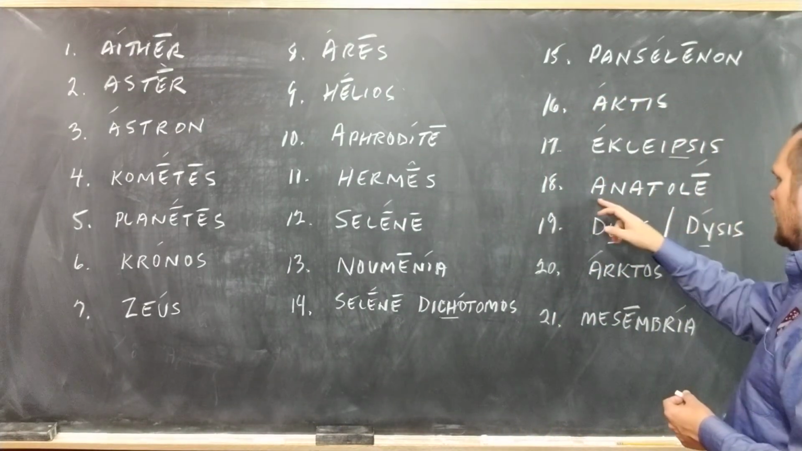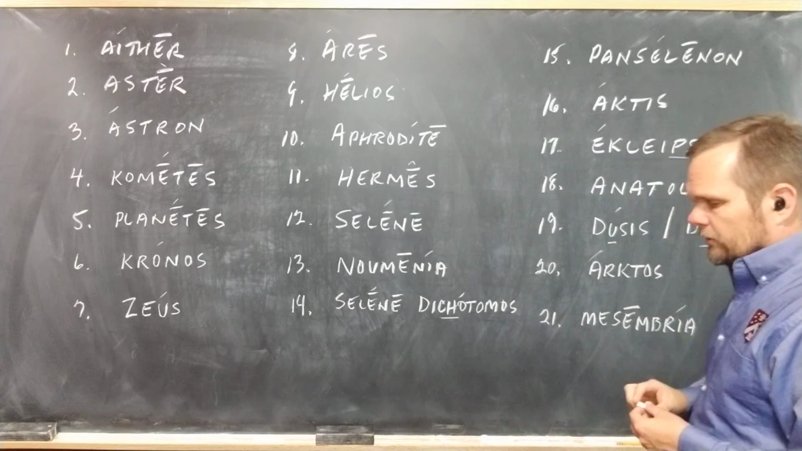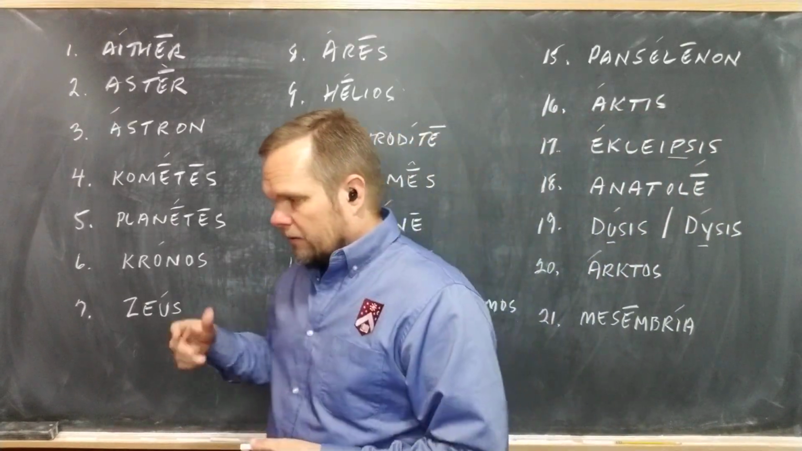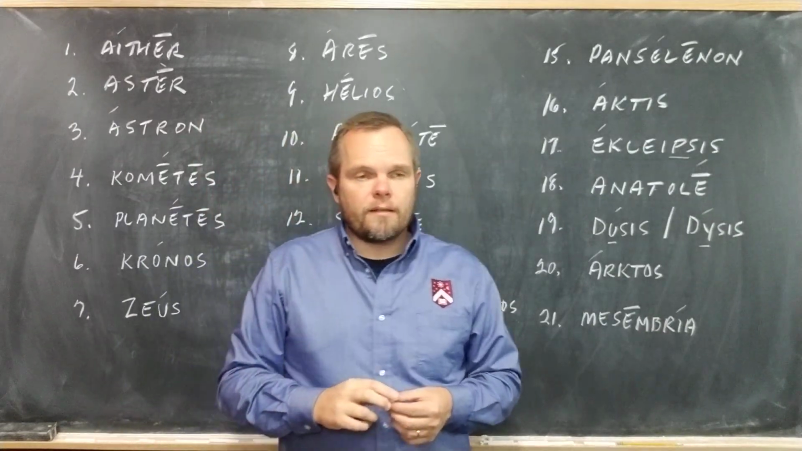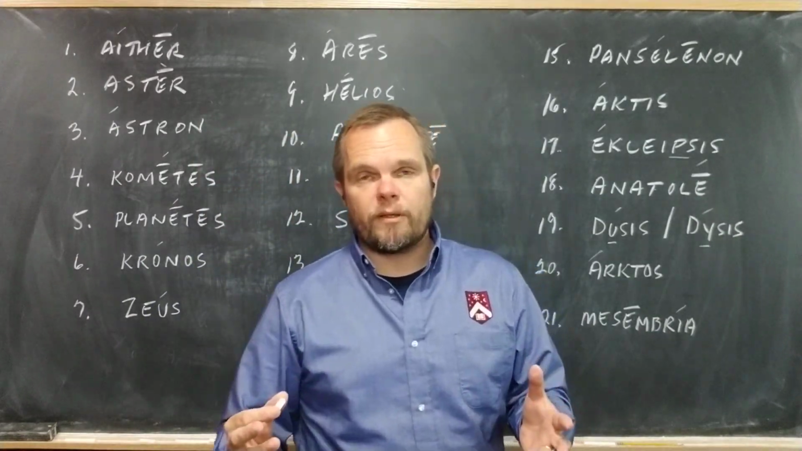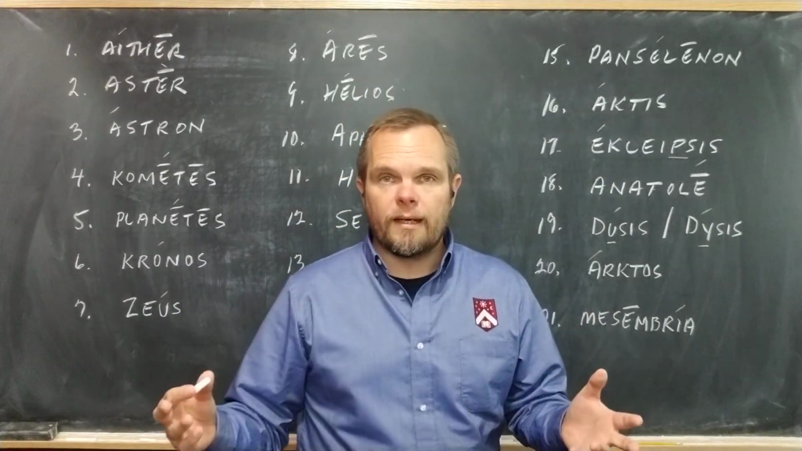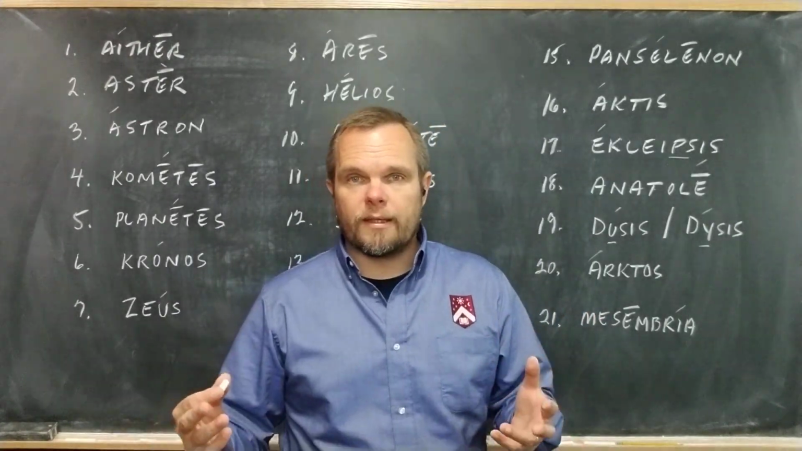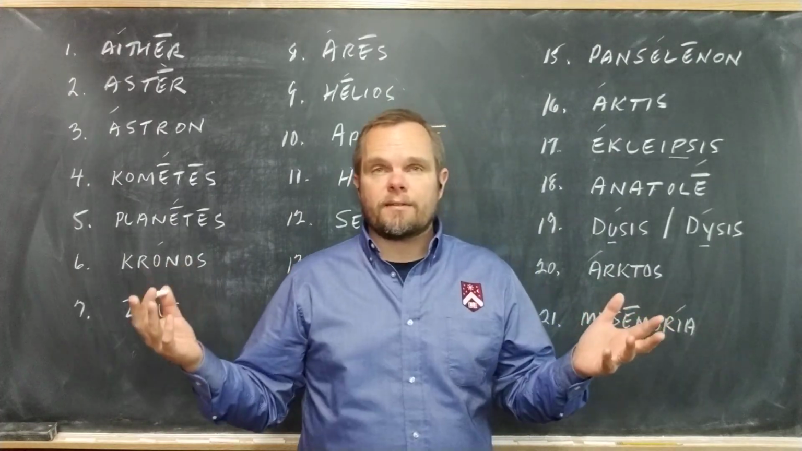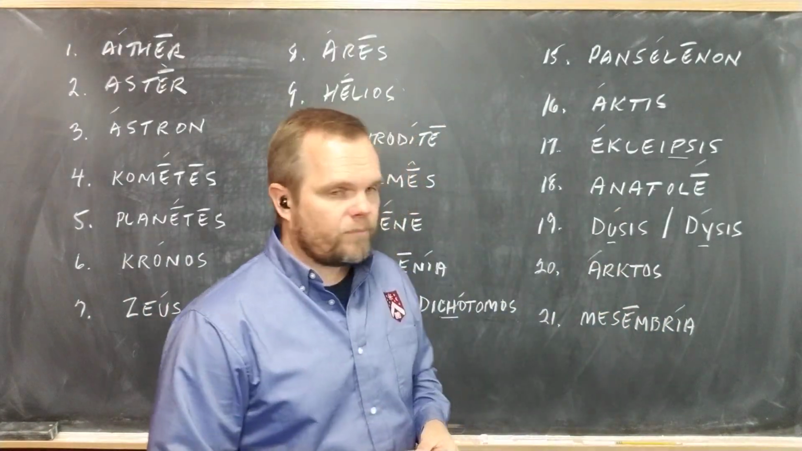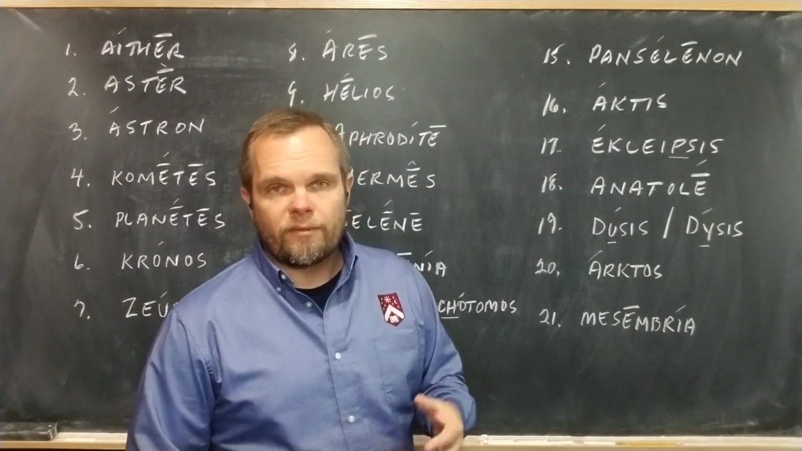Anatole. If you study history, you'll see that in classical times, the country or the land that we call Turkey was formerly called Anatolia, which simply means the east. Okay? Anatole, the east. Next, number 19, we have the west.